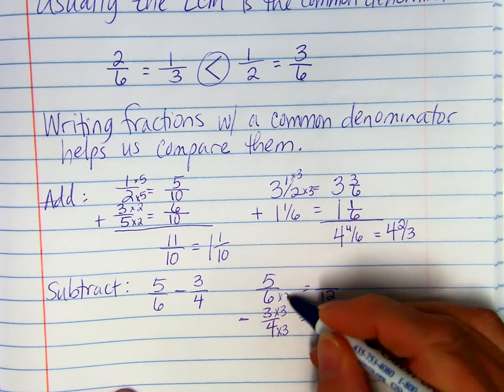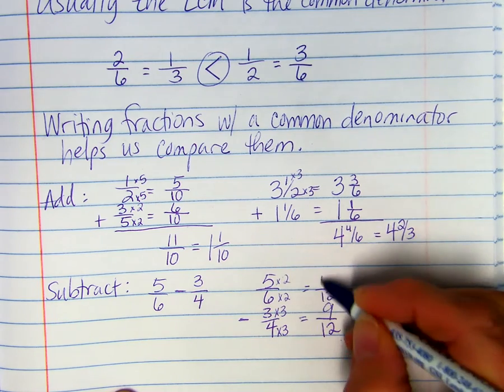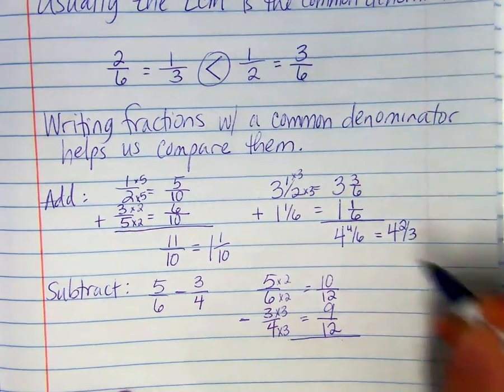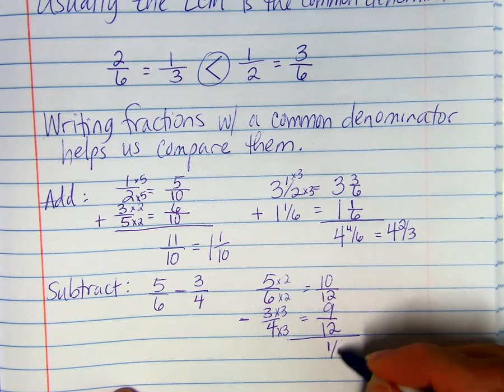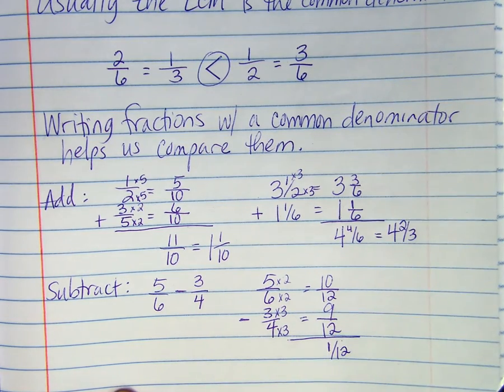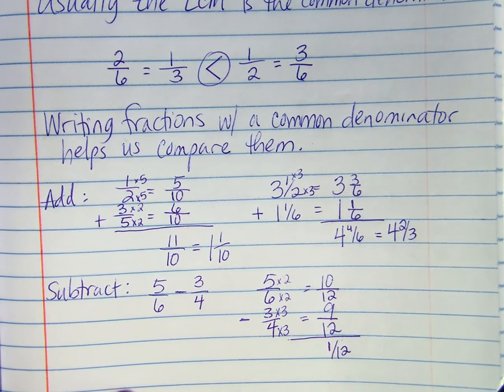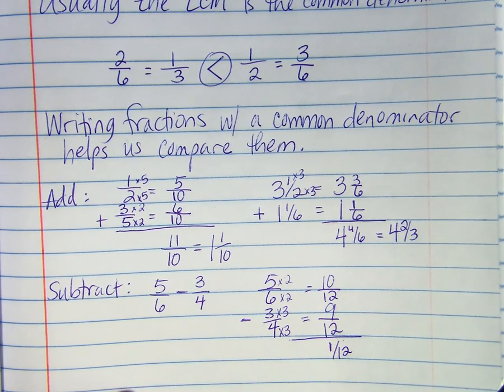And 6 times 2 is 12, 5 times 2 is 10, and we're subtracting. 10/12 minus 9/12 is 1/12. So 5/6 minus 3/4 is the same thing as 1/12. Okay, that's the end of the lesson.